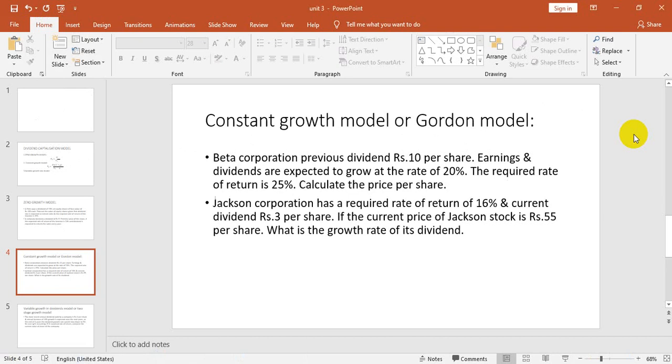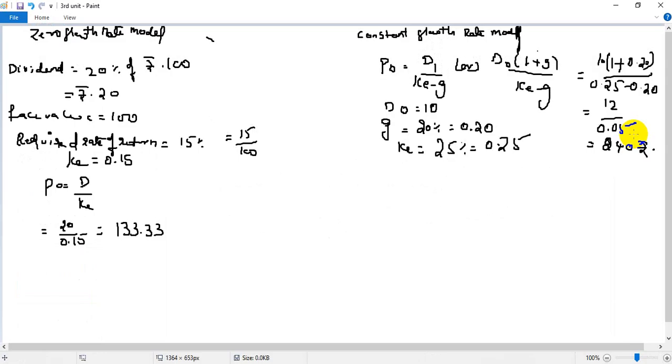So let's do another problem. Here, some variation is there. What we have done in our previous problem is, the information was given regarding the current dividend per share D0 as 10, the earning growth rate as 20%, and the required rate of return KE as 25%. So we found out the P0 using that information.